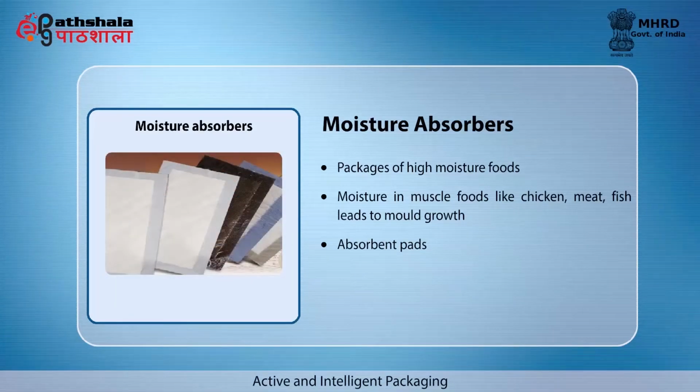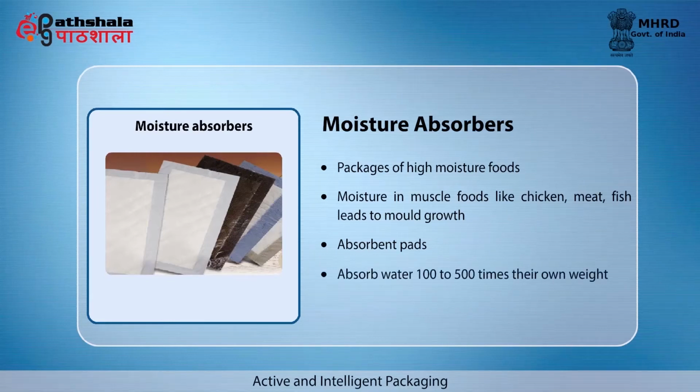Absorbent pads consisting of granules of super absorbent polymer sandwiched between two layers of a microporous polymer are used in the packages of such foods. Polyacrylate salts and graft copolymers of starch are used as water absorbing polymers in these pads. The advantage of these polymers is that they can absorb water 100 to 500 times their own weight.